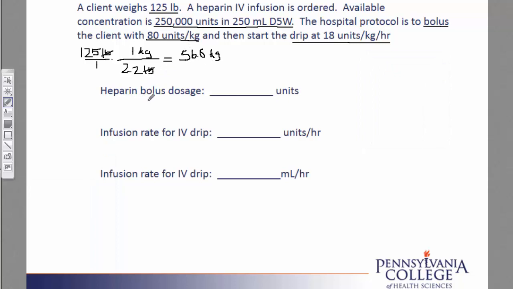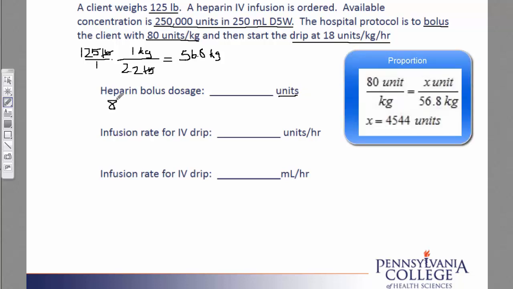The first question that we're actually asked is about the bolus. The information for the bolus is the 80 units per kilogram. We're to convert this to a label of units. So I'll start with the 80 units per kilogram. To cancel the label of kilograms, I'll multiply by the patient's weight of 56.8 kilograms. And that cancels the label of kilograms and gives us an answer in units.